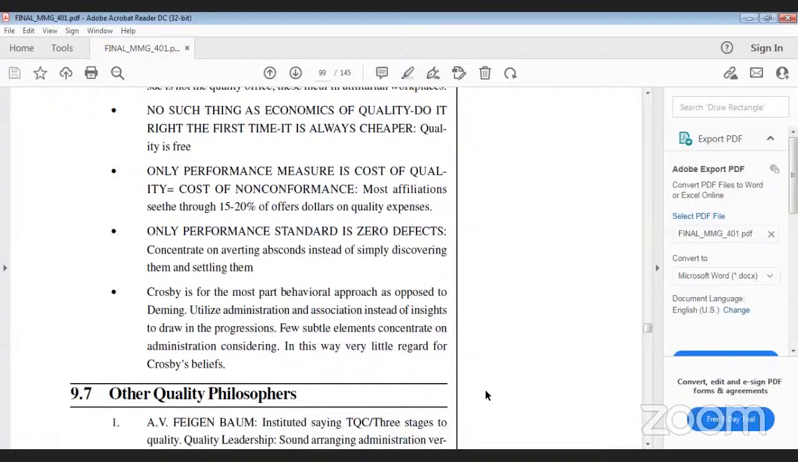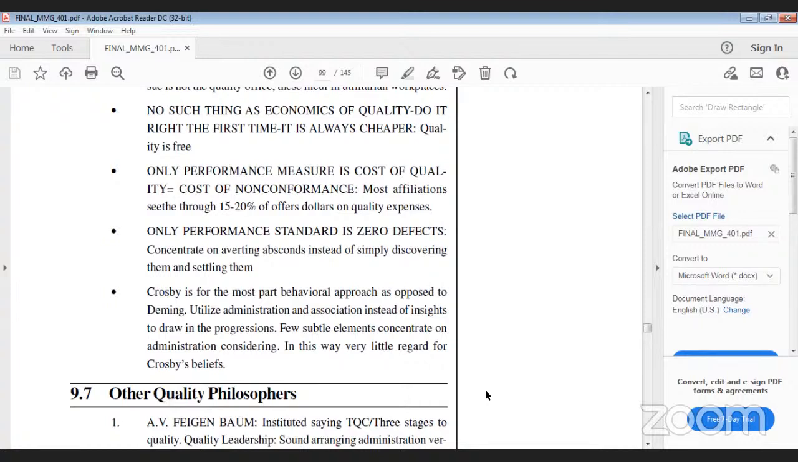Crosby is for the most part of the behavioral approach as opposed to Deming's utilization of administration and association instead of insight to draw the progressions. Few subtle elements and concentrate on the administration and considering. In this way, very little regard for the Crosby beliefs.